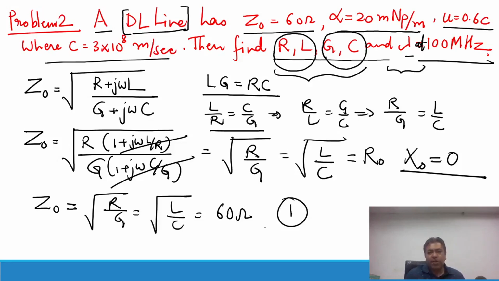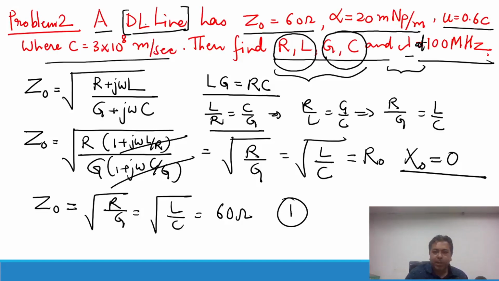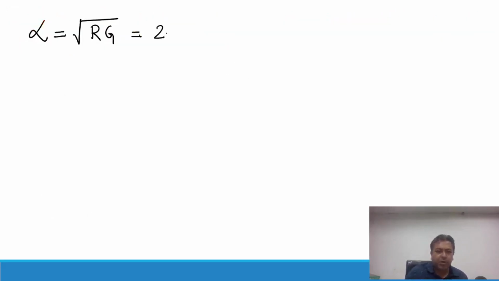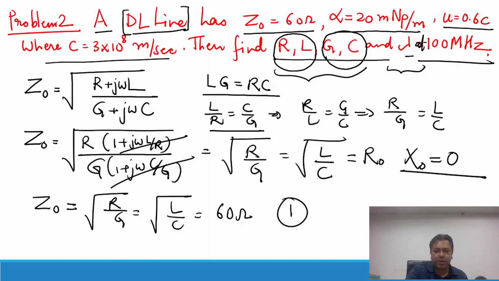Now alpha, the attenuation constant of the transmission line, we can talk about that. So alpha attenuation constant, we have derived in the last class, and that alpha attenuation constant is root RG. It is given in the problem, and that alpha is 20 millinepper per meter. So we can substitute its value over here, 20 into 10 to the power minus 3 nepper per meter. So we are having this relation.